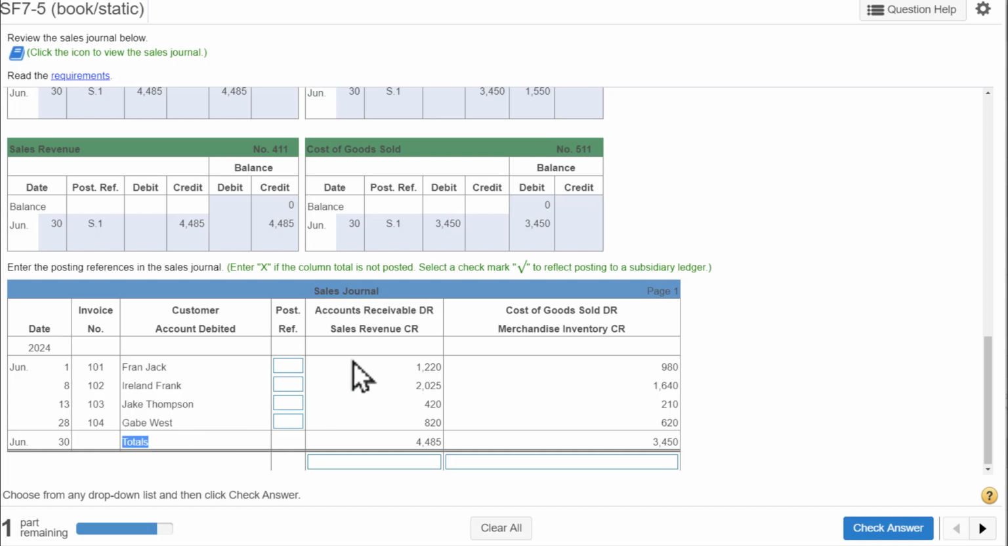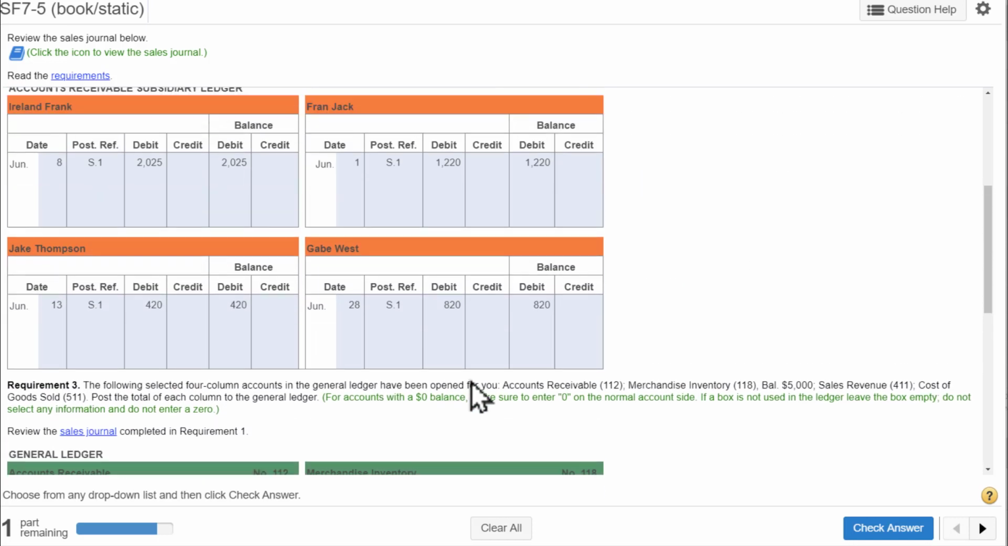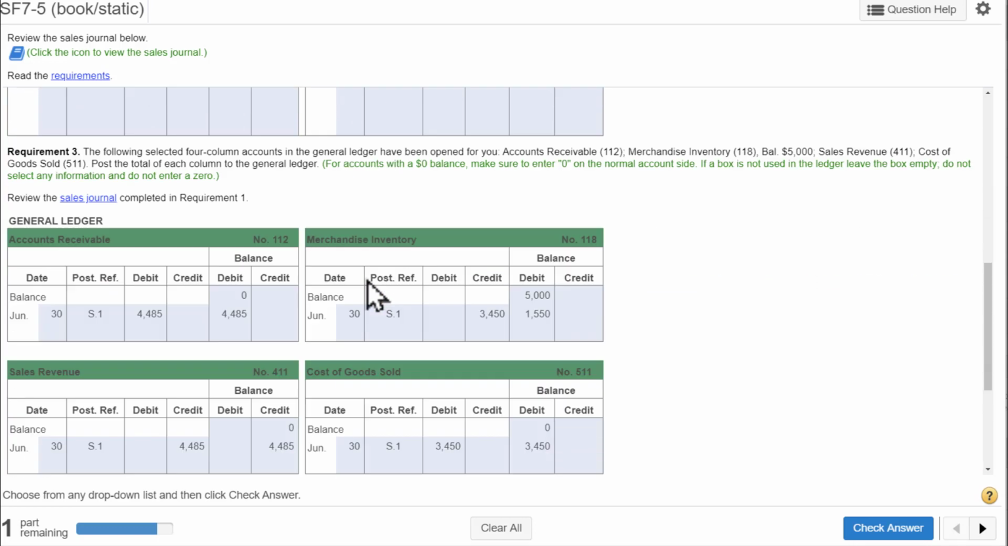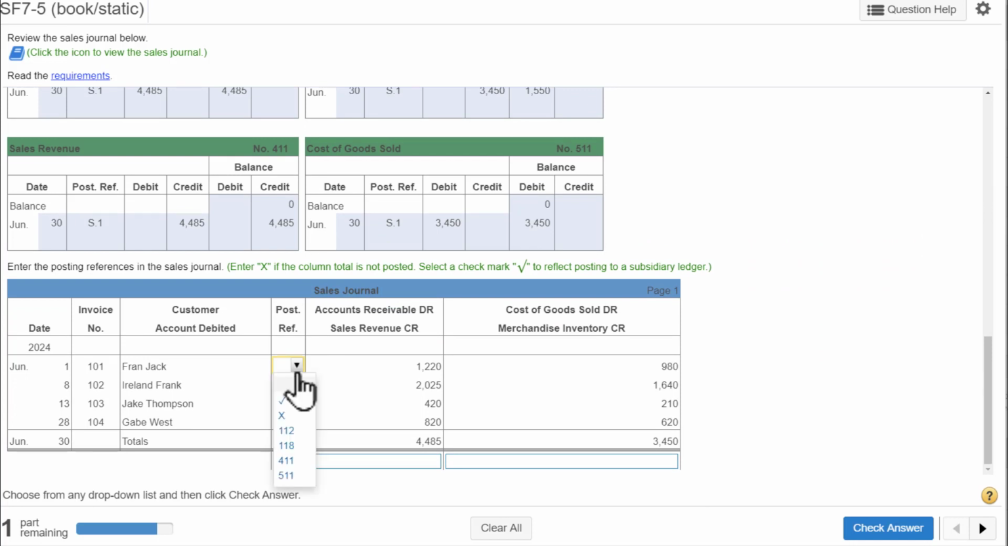So what we would have done is on June 1st, we would have posted the 1220 to AR. And now notice that here it says, enter X if the column total is not posted. Select a check mark to reflect posting to a subsidiary ledger. So this 1220, I'm going to scroll up to the subledger. We posted that to Fran Jack's account right here. So this is the subledger.